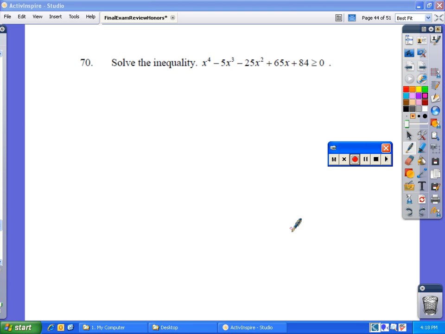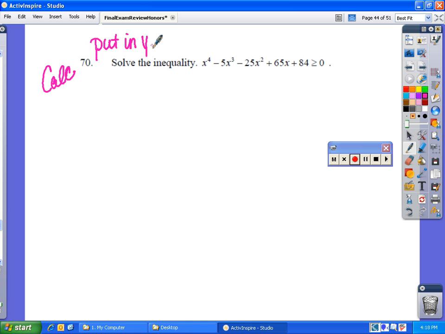Number 70, we're asked to solve this inequality. It's a quartic. We are allowed to use our calculator. So of course the first thing that we're going to do is put this in y equals and take a quick look. If we do that, we realize that we really can't get a very good view of this without changing our window.